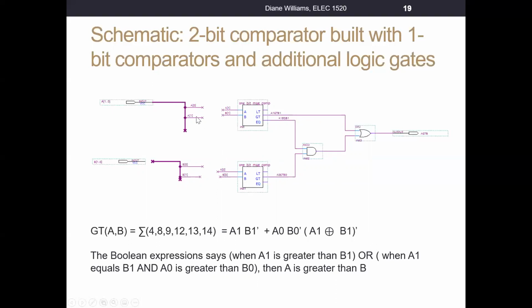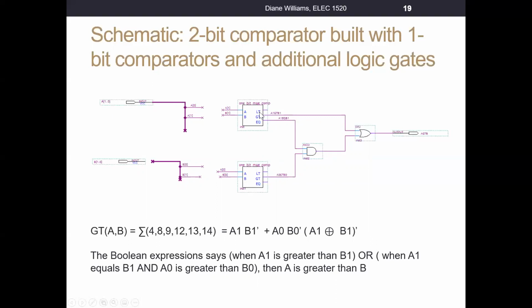Similarly, this is labeled A1. So anywhere where I use A1, here is this input. This is connected to this. All right. And so what I want you to see is this 1-bit magnitude comparator has 2 inputs, A1 and B1.